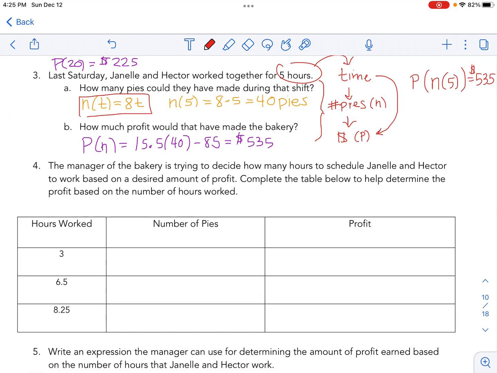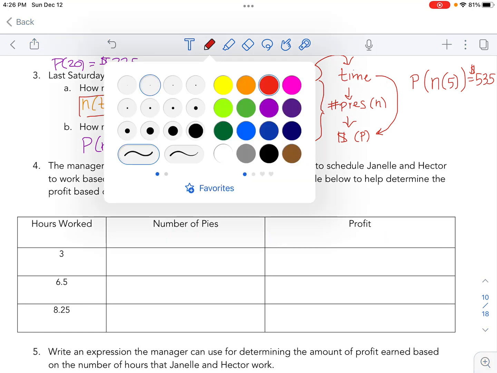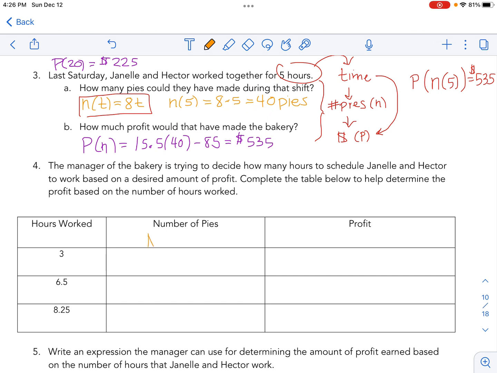And so what we're gonna do is map that out down here in this chart. So the manager of the bakery is trying to decide how many hours to schedule Janelle and Hector to work based on the desired amount of profit. Complete the table below to help determine the profit based on the number of hours worked. So this is our 2-step process that I was describing here. We've got the number of pies, so we know the number of pies here is going to be 8 times the hours worked.